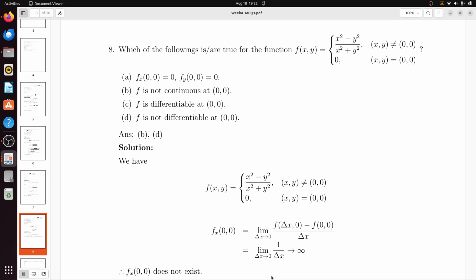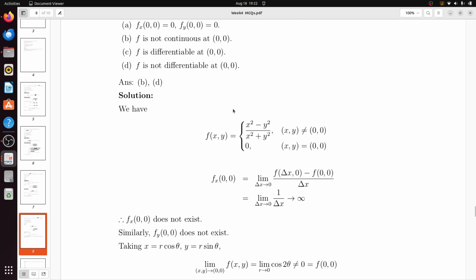fx(0,0) does not exist. So the first statement is actually wrong. And the continuity you can actually disprove, just put y equal to mx. If you put y equal to mx, then you can prove that it is not continuous. Now, is f differentiable at (0,0)? f is not continuous at (0,0), so how is it going to be differentiable? So option C is also false.